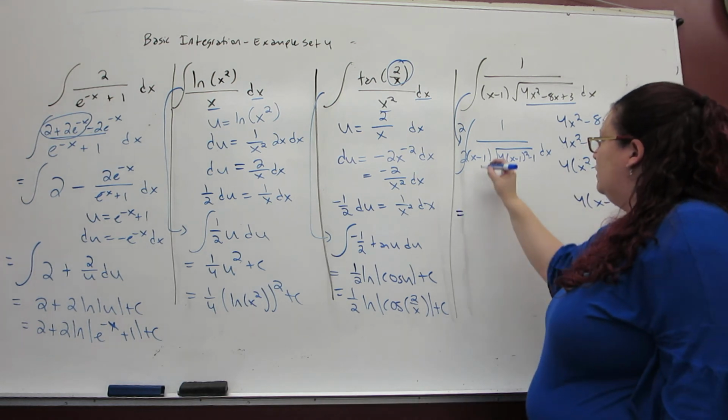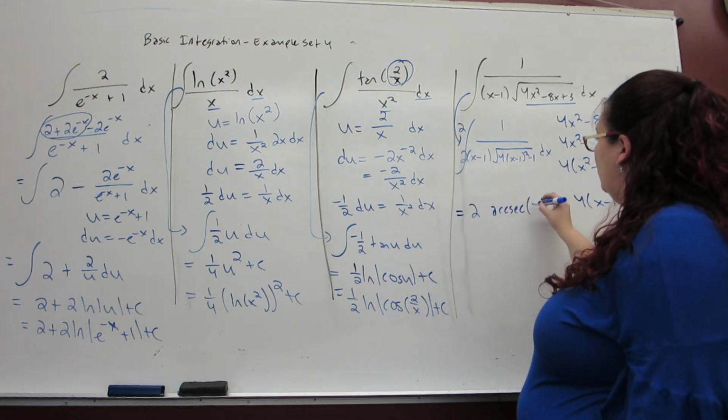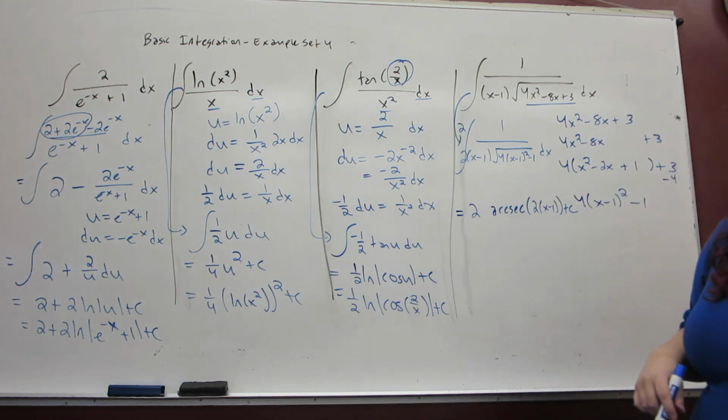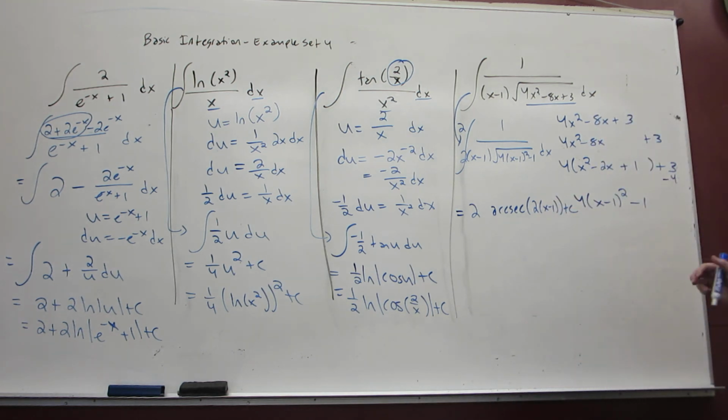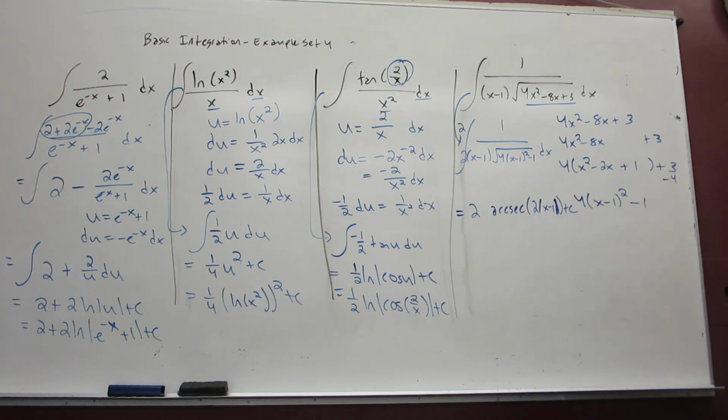So this then becomes, carry the 2 along for the ride, arcsecant of 2 times x minus 1 plus c. Excuse me, should be absolute values. Okay, for our final answer.